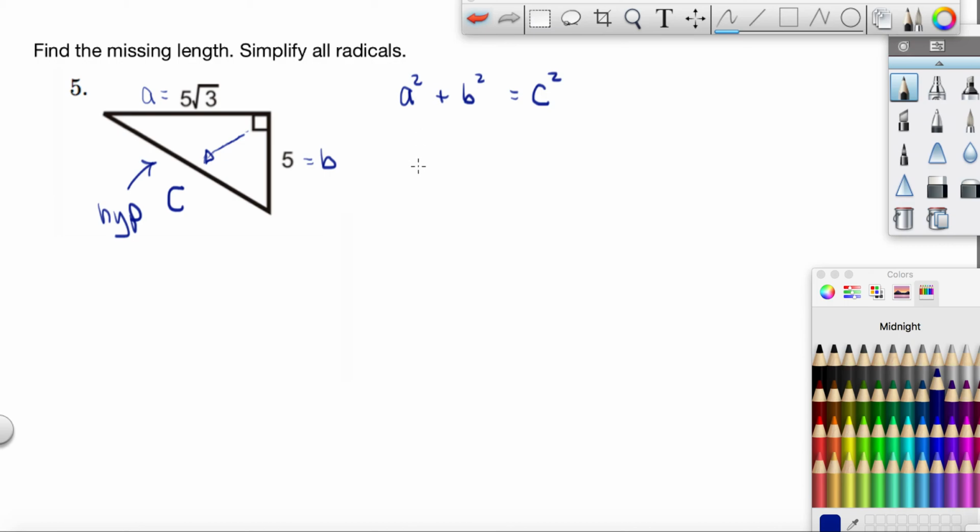Okay, so let's put it in. 5 root 3, and that's a 3, it looks like a B. 5 root 3 squared, we want to square the whole thing, plus 5 squared equals C squared. Okay, so remember, when we square something, it's the same as multiplying it times itself.